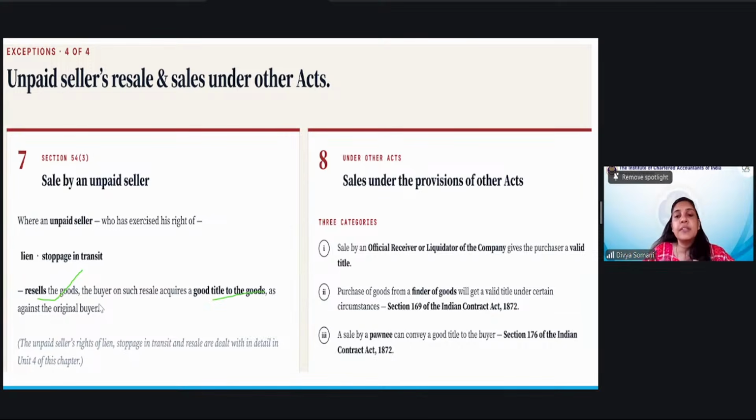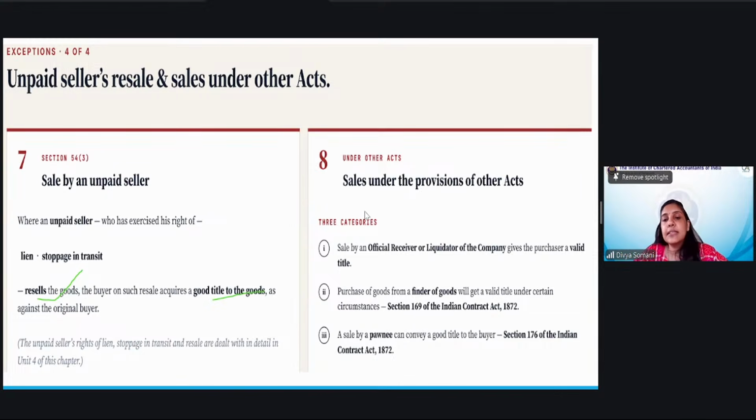So if the seller is holding the goods in a position of unpaid seller, then he has a right to further sell the goods, and the new buyer will get the same right as that of the original buyer. So this is what is mentioned here. So in this topic itself, in the exceptions only, you have seen that the seller, even though sometimes he is not the owner of the goods, he might be holding the goods on constructive delivery. He might be holding the goods as unpaid seller. So in both the cases, he can transfer a better title. Even though he himself does not have the title, he still can transfer the title to another person.